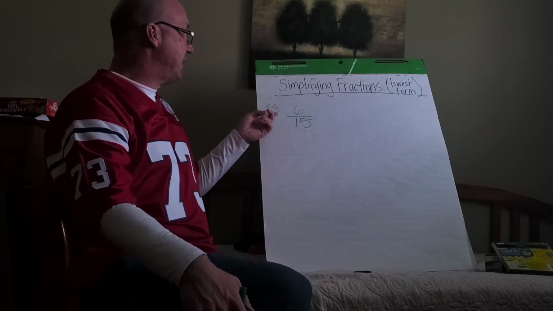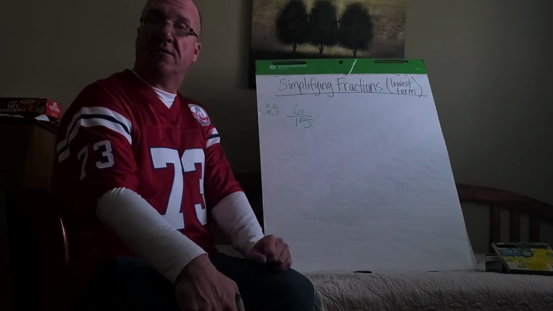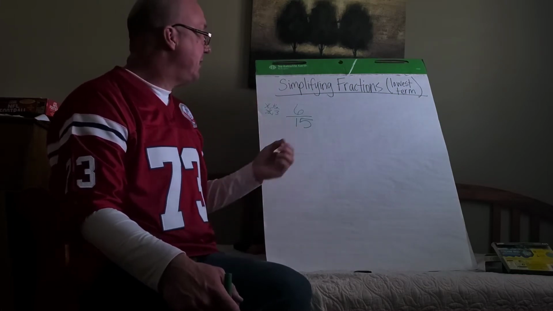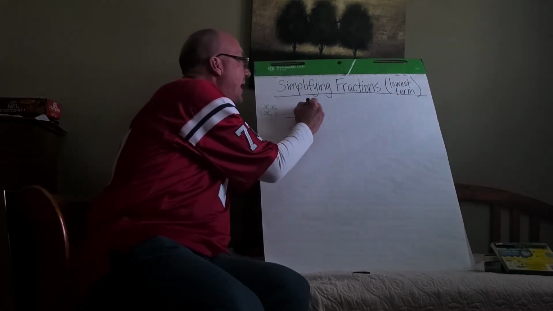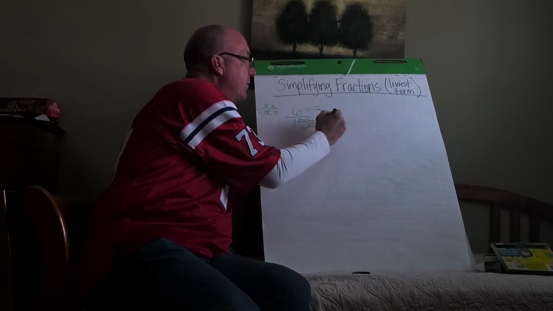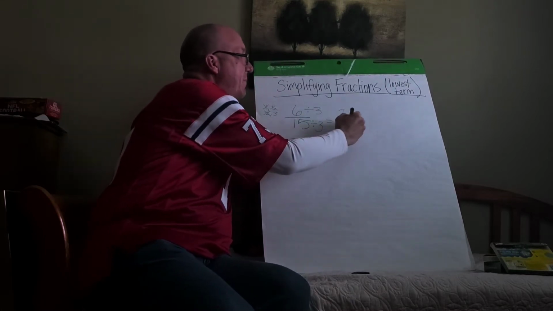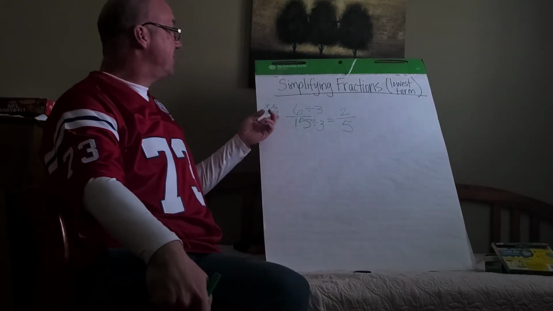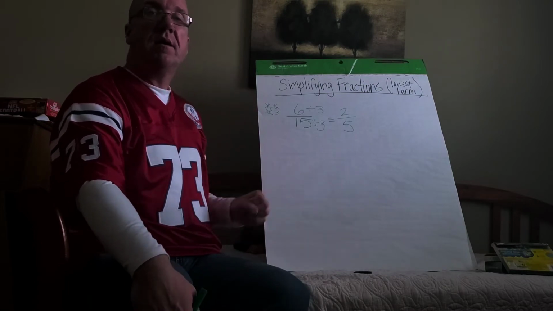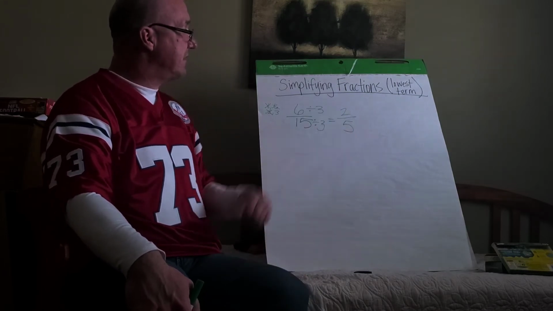3 does go into 6, as we know, 2 times. Does 3 go evenly into 15? The answer is yes. You can think to yourself, 3 times what is 15? Or you can count by 3s. Either way, we know 3 goes into 15. So I'm going to divide both of these numbers by 3. 6 divided by 3 equals 2. 15 divided by 3 equals 5. Since it is the only number that goes into both, that's it for simplifying. It is a one-step simplification, dividing them both by 3. So that's an example of 1.